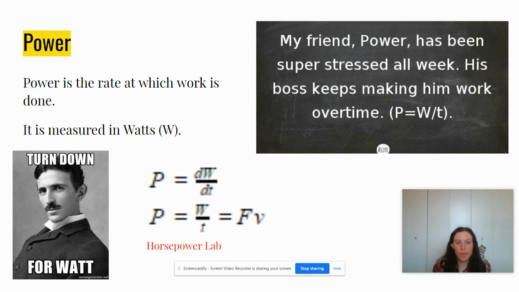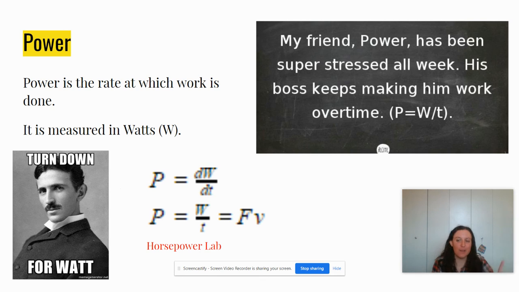Now, power. My friend Power has been super stressed lately. His boss is making him work overtime. Hey. But remember, that is only if the force and velocity are constant. If the force is not constant or the velocity is not constant, you cannot use that amazing joke.